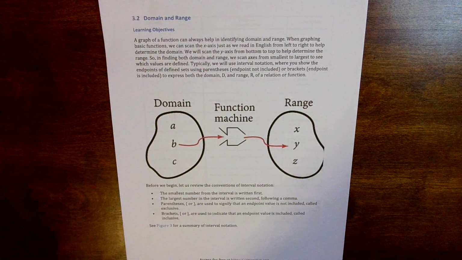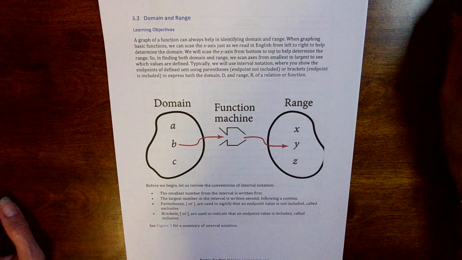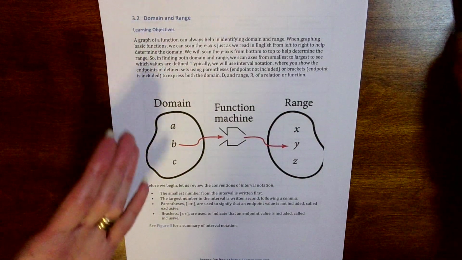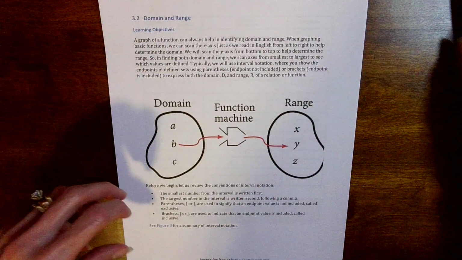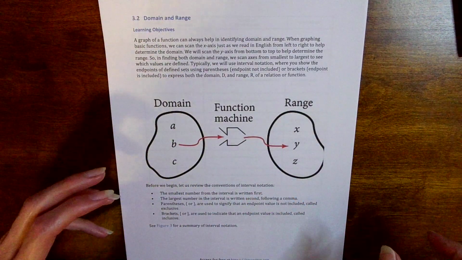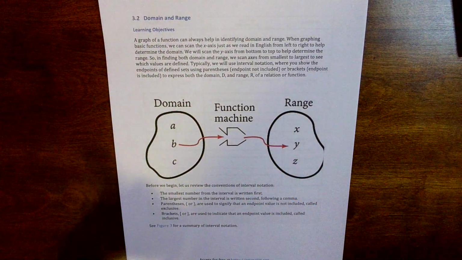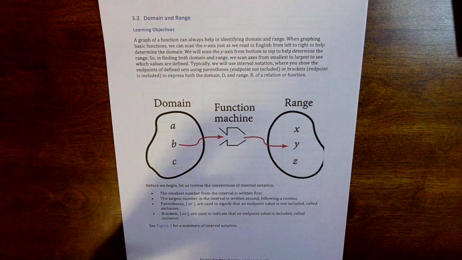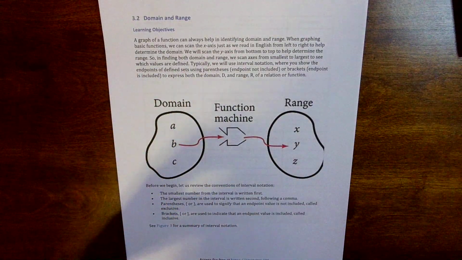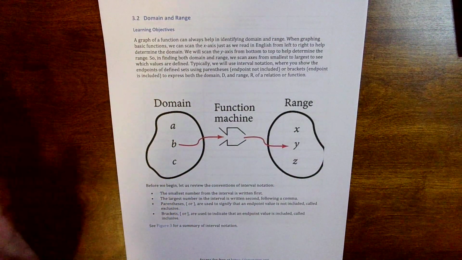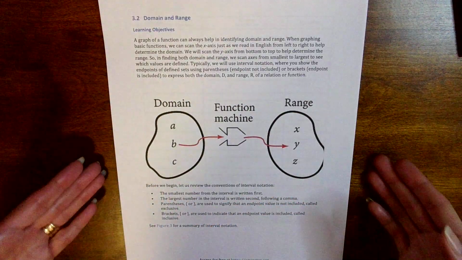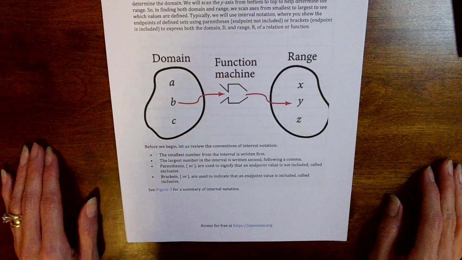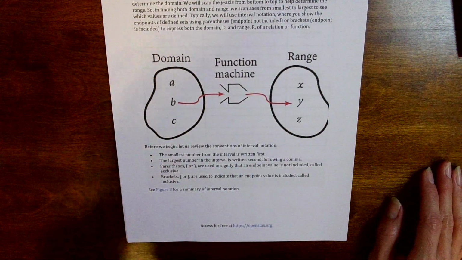Alright, let's talk a little bit more about domain and range. So domain is what we put into the function, and the range is what we get out. When I was learning this a million years ago, we always talked about the function machine. So you put the domain in, something magical happens in the function machine, and it spits out your range. So this is an old school representation of the idea of functions. No less valid, but old school.